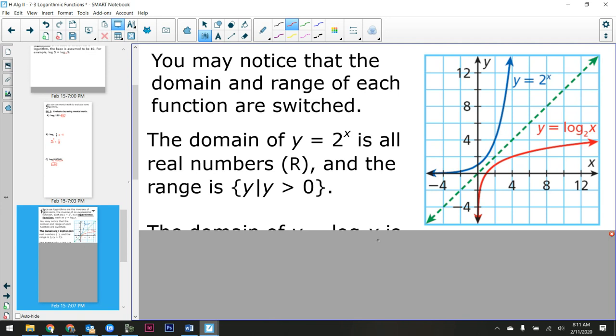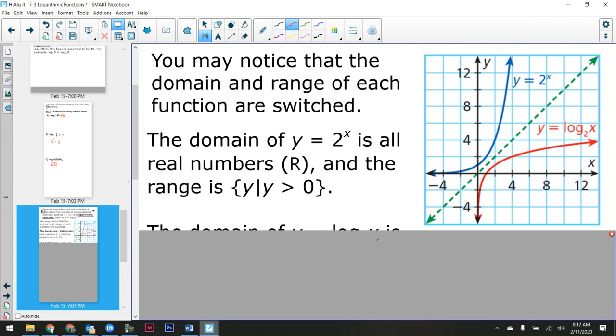So let's analyze. There's a lot of stuff that we could talk about in here. First thing, the domains and the ranges are switched, aren't they? Because we took an inverse, x's became y's and y's became x's. What was the original domain of an exponential? It was all real numbers. So what's the range of the logarithm? All real numbers. You see how the x's and y's switch? If the domain of the exponential was all real numbers, the range of the logarithmic is now all real numbers.